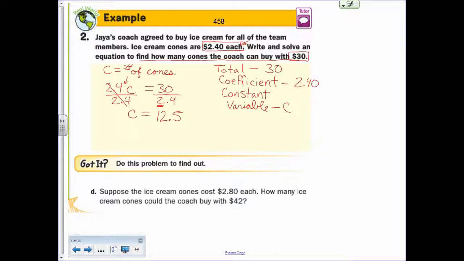Hopefully you didn't say 12 and a half or 12.5. Hopefully you said the coach can buy 12 cones, because I don't know of any ice cream store that's going to sell you half of a cone. Now we are ready to go on to the second video, solving equations with fraction coefficients.